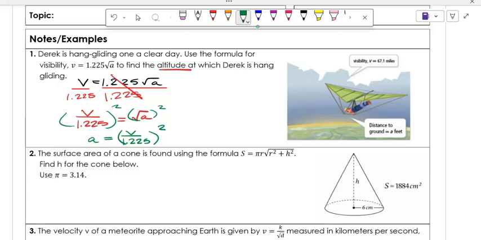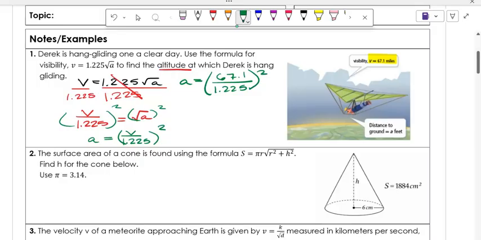Now that I have that solve for A, I could drop that 67.1 in over here, for it says V is 67.1. So I would substitute right in there, and I'd say A is equal to 67.1 over 1.225, and I'd square that.